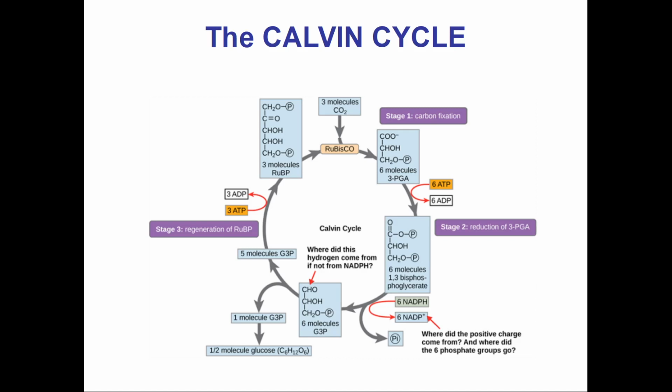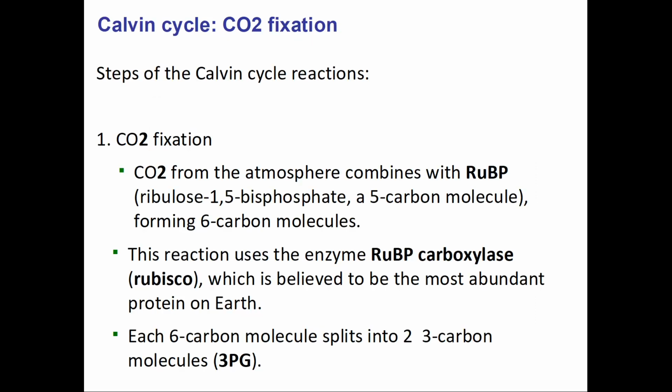Zoomed in copy of the Calvin cycle. All right, let's look at this in a little bit more detail. So CO2 fixation. CO2 from the atmosphere combines with RUBP, forming a 6-carbon molecule. This reaction uses the enzyme RUBP carboxylase, or Rubisco. Rubisco is thought to be the most abundant protein on the earth. It's found in every photosynthetic organism in large quantities.